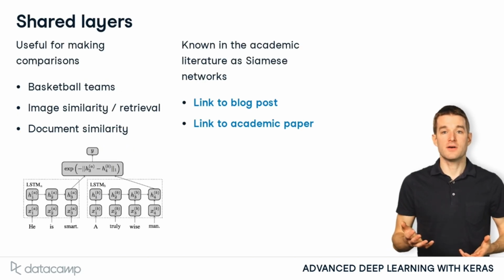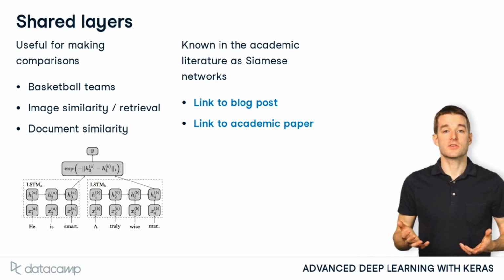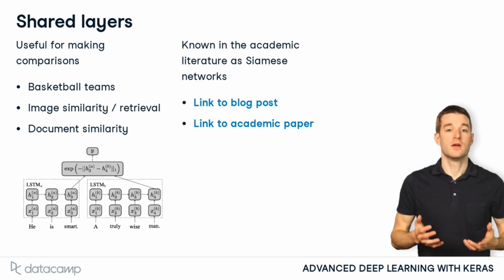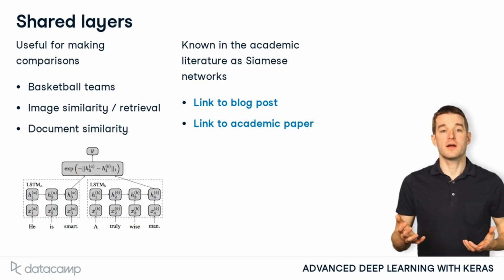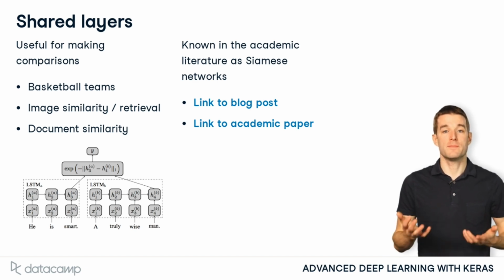In this final video, I'd like to discuss some real-world use cases of what you've learned. Shared layers are incredibly useful when you want to compare two things. For example, we compared 2 basketball teams to decide how different they were and their ability to score points in a basketball game, using a shared embedding model.